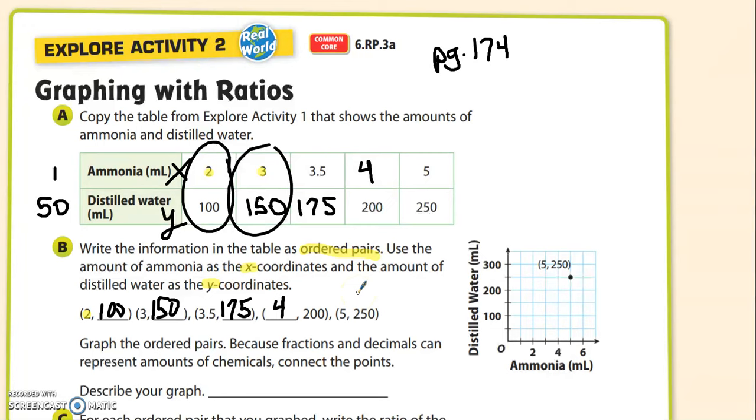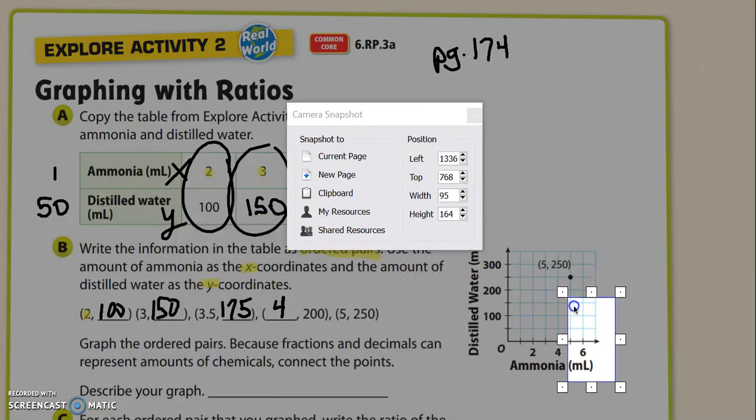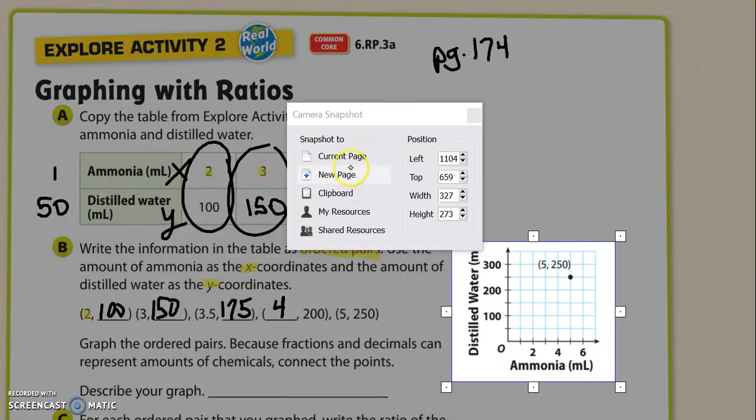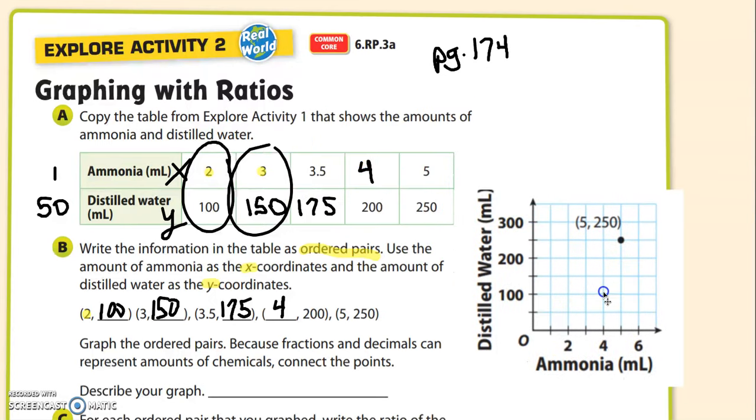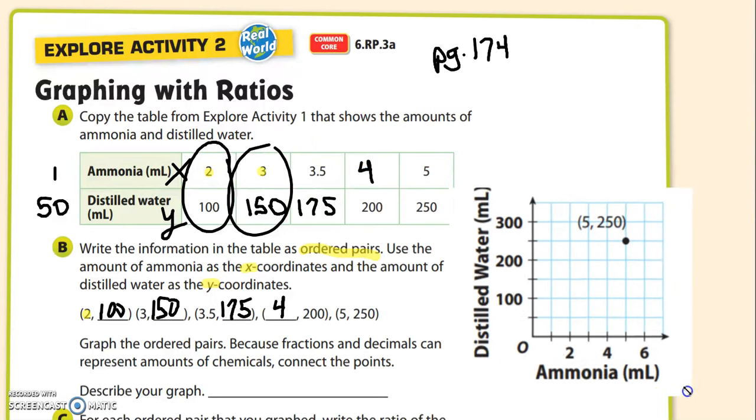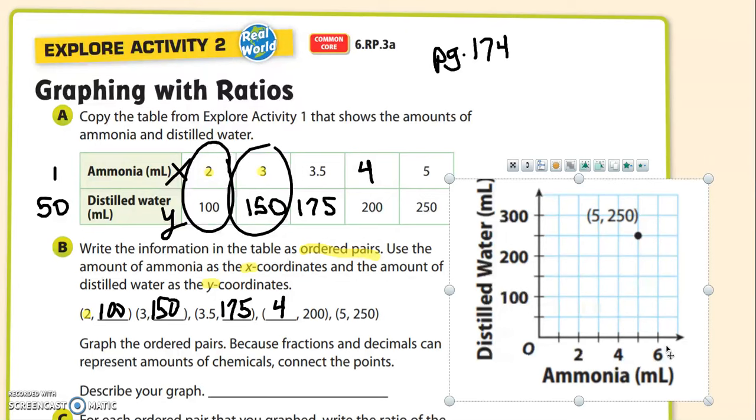And then the question reads, graph the ordered pairs. Because fractions and decimals can represent amounts of chemicals, connect the points and describe your graph. So I think what I'm going to do here is take a picture of this and enlarge it just a little bit because it's kind of small. You'll be fine just to graph it as is, but I'm going to make mine just a little bit bigger. I'll end up using this later as well.